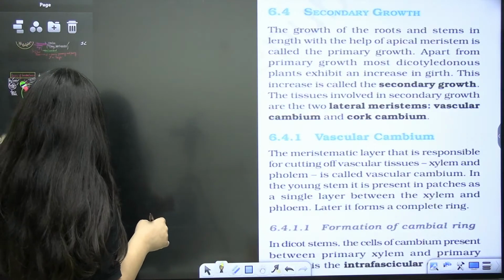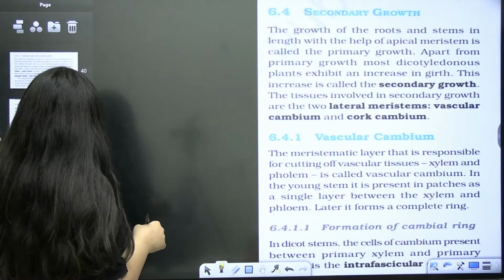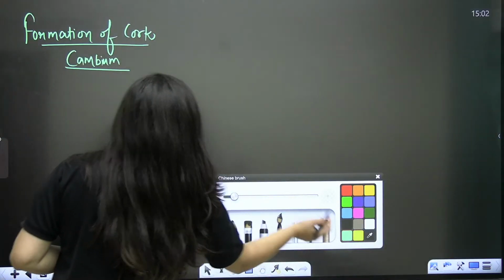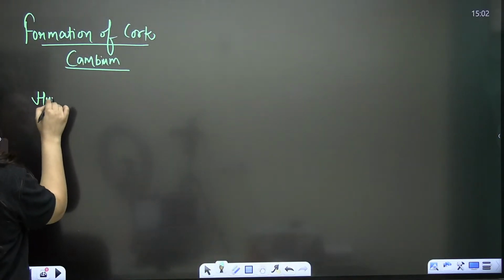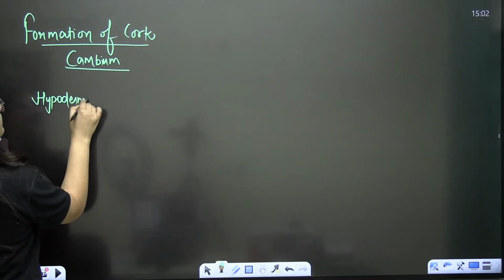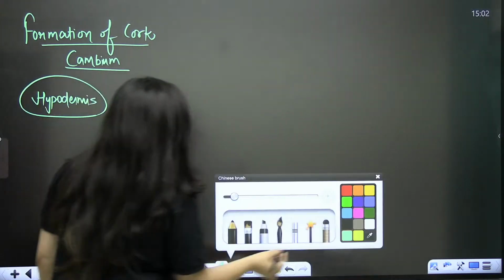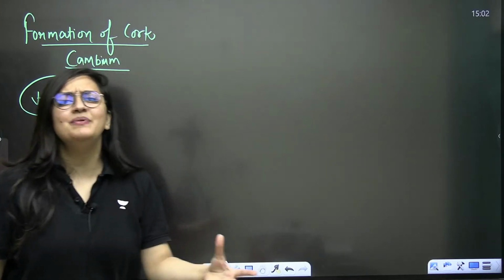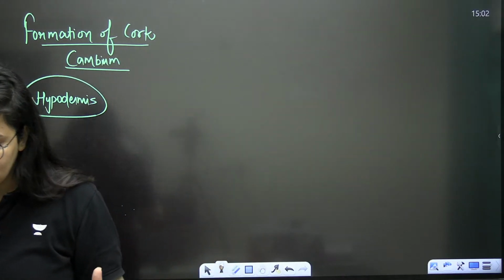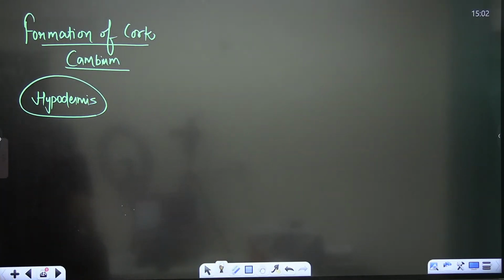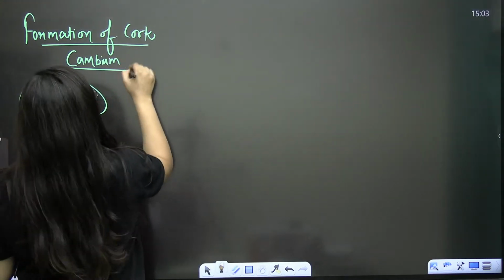So what are we going to discuss here? We will talk about the cork cambium. How will this cork cambium form, bache? The hypodermis will be dedifferentiated. This hypodermis is going to form that. Or simply you can also use the word cortex. Clear, bache? So cork cambium, also known as phellogen, is derived from the hypodermis, right?